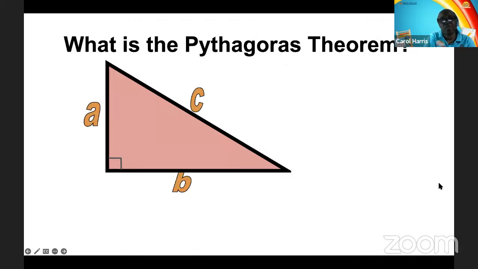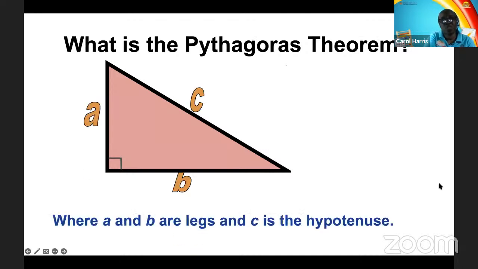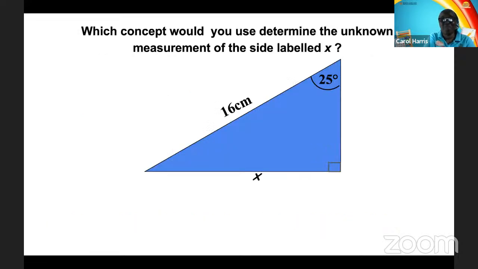And just to recap, what is the theorem? That the square of the length of the hypotenuse. And as I said, some people call the A and the B legs and C the hypotenuse. The square of the length of the hypotenuse is equal to the sum of the squares of the lengths of the other two sides. In words, which we don't bother to remember, we just write a formula. So it's A squared plus B squared is equal to C squared.